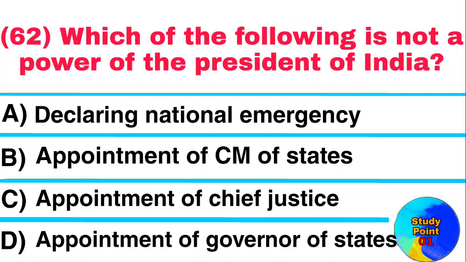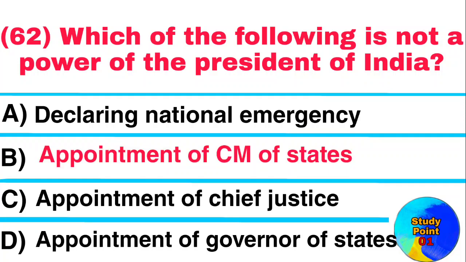Question. Which of the following is not a power of the President of India? A. Declaring national emergency. B. Appointment of CM of states. C. Appointment of Chief Justice. D. Appointment of Governor of states. Answer. Appointment of CM of states.